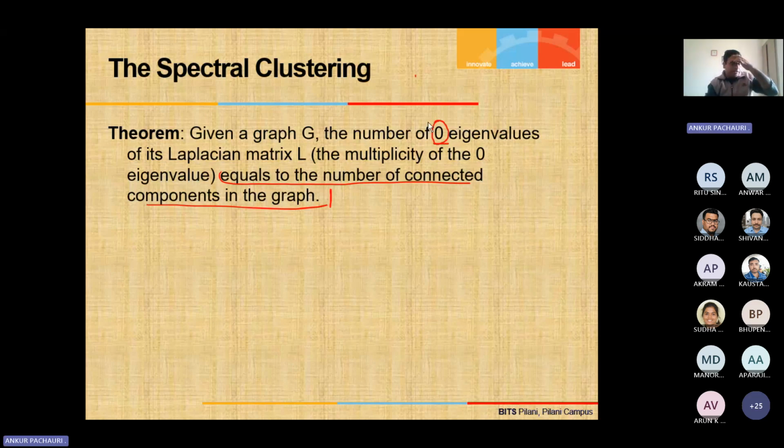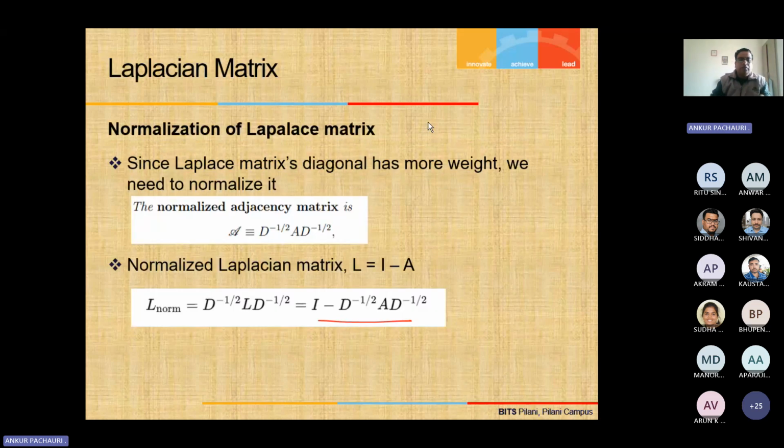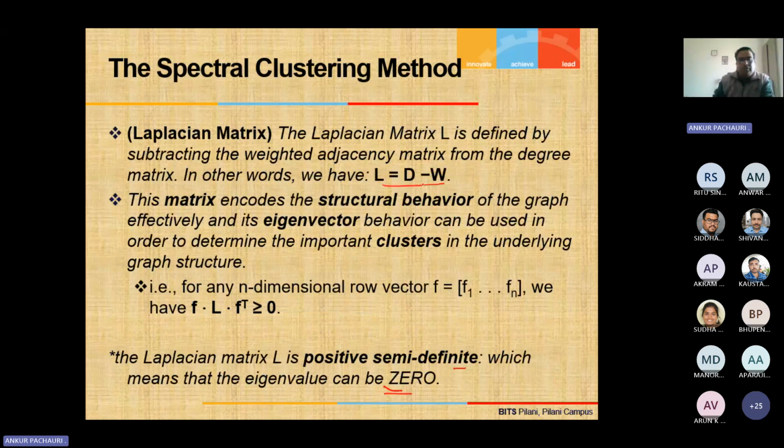Okay. So this is regarding spectral clustering. Now, the one stupid question is: why is the Laplacian matrix considered as D minus W? Why can't it be W minus D? Why can't it be W plus D or D plus W?